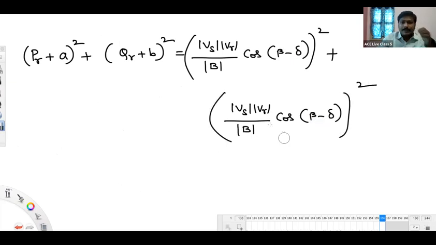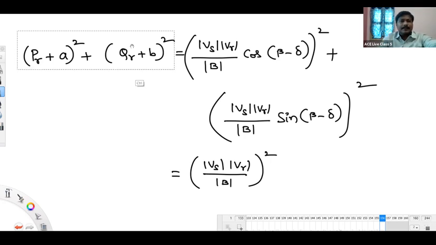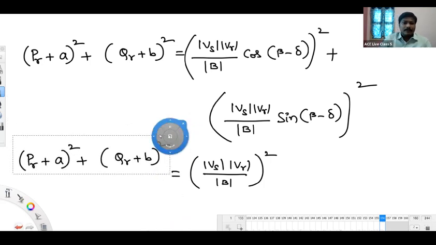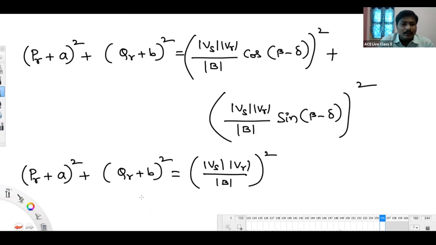Square. So in place of this cos, you will be getting sine. And obviously, this will result in a term like Vs into VR by mod B whole square. So (PR plus A) whole square plus (QR plus B) whole square is equal to (Vs into VR by mod B) whole square.